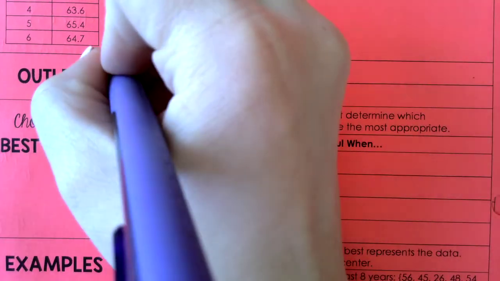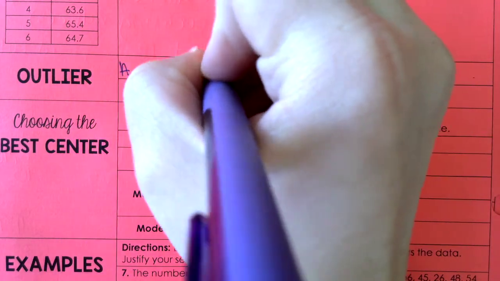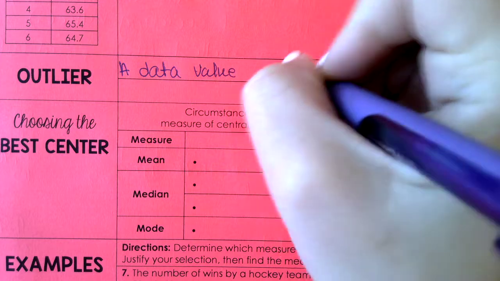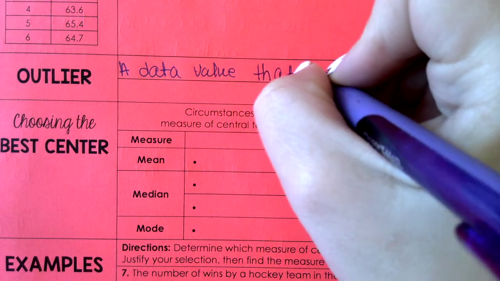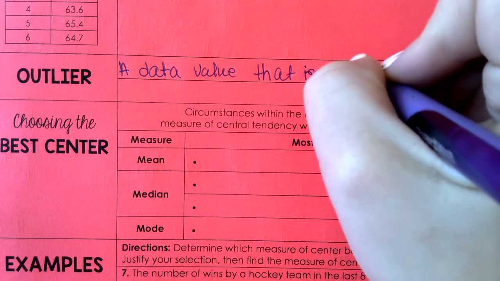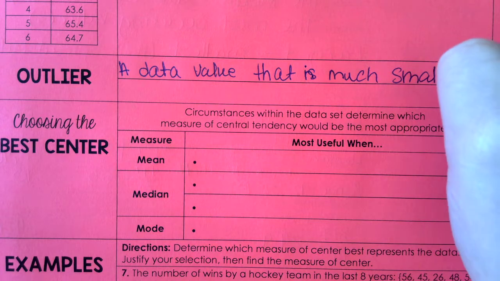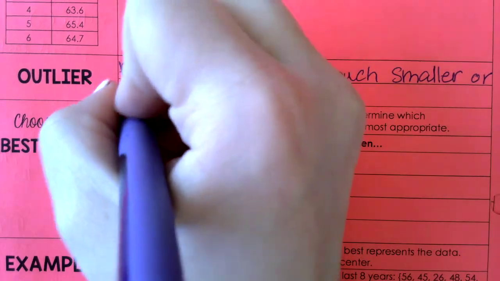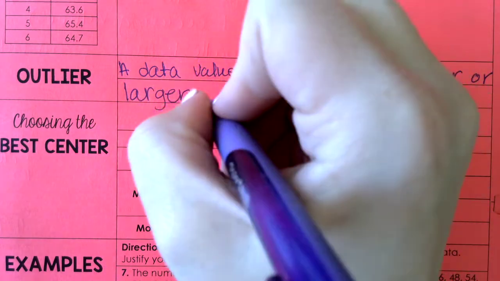So an outlier is a data value that is much smaller or larger than the others.